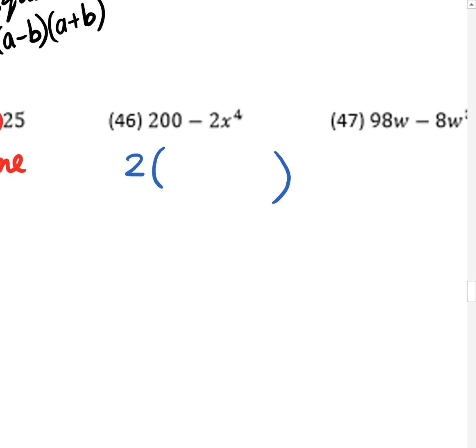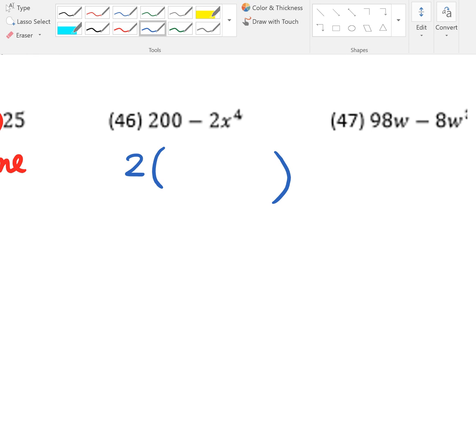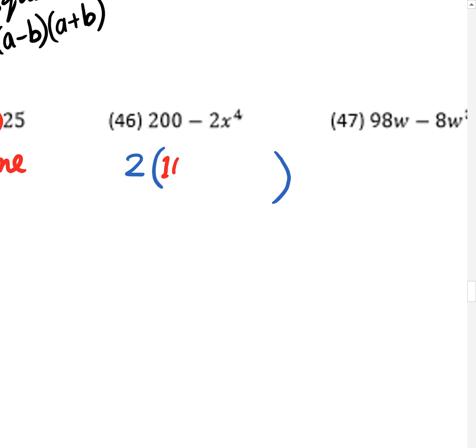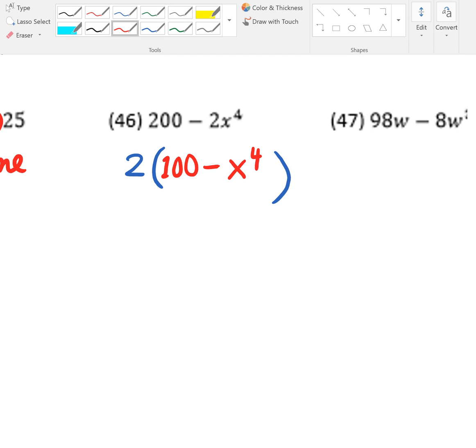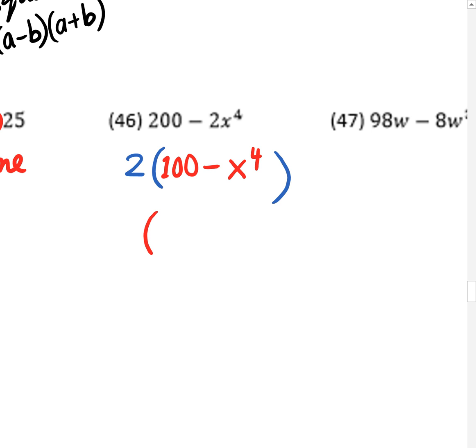Because 2 goes into 200 and 2x to the 4th. 2 times 100 is 200. 2 times negative x to the 4th is negative 2x to the 4th. Okay, now what's inside is definitely a difference of squares. So it's going to be kind of the setup like last time. Something minus something, something plus something. I'm going to bring that 2 down so I don't forget it.